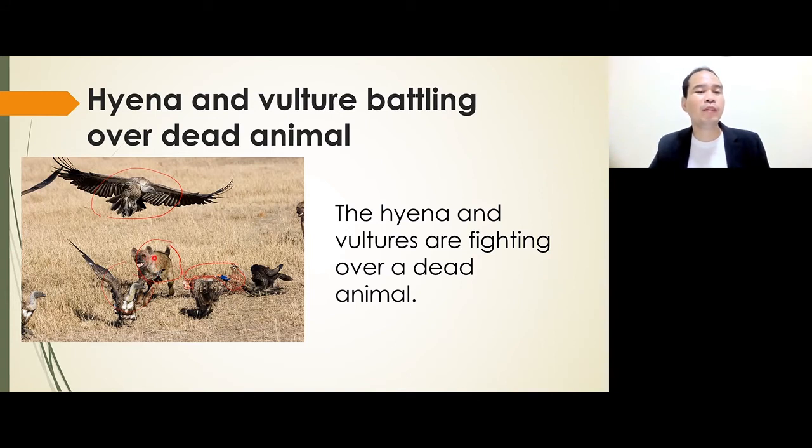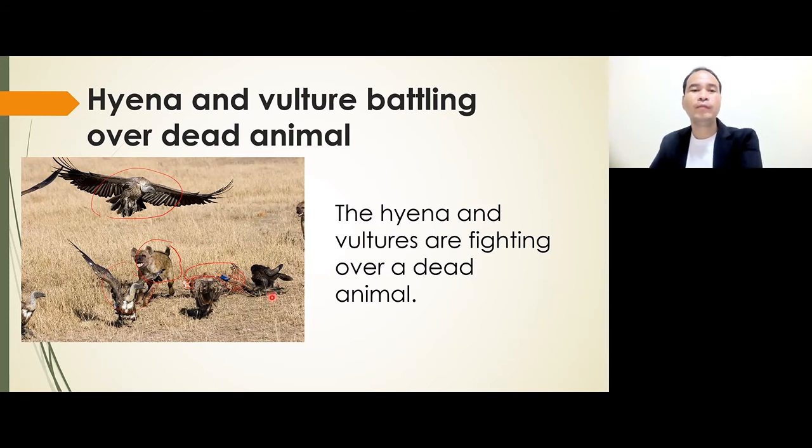However, as this hyena faces this area, here's another vulture at his back, taking advantage of eating this dead animal. Okay, so again, in competition, we won't help you. There's no cooperation with each other. You are fighting over one thing.